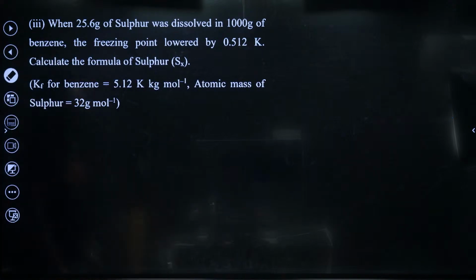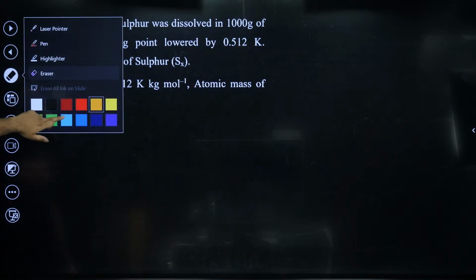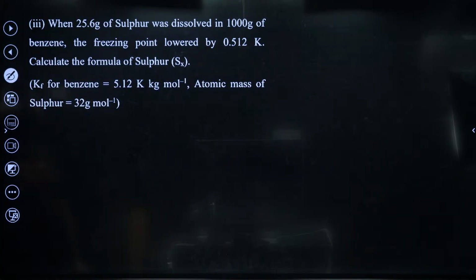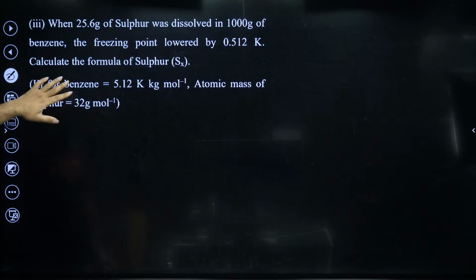Okay, next. When 25.6 grams of sulfur was dissolved in 1000 grams of benzene, the freezing point was lowered by 0.512 Kelvin. Calculate the formula of sulfur. So this is for, this is for what? You have to calculate the Van 't Hoff factor basically.